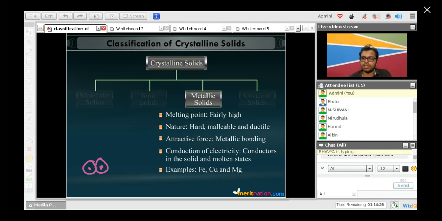Whenever you see the arrangement inside metallic crystals, you will observe that the two metal atoms are touching each other. So this type of bond is called a metallic bond.